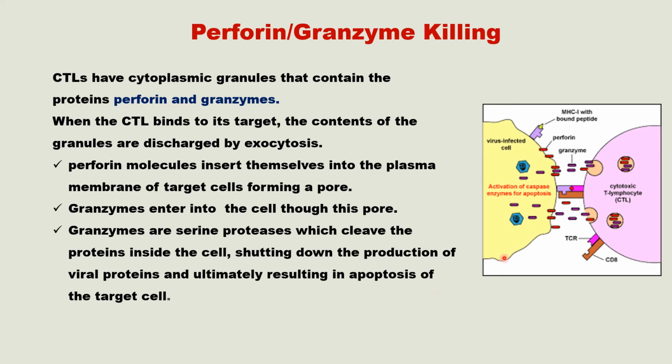So, these granzymes are serine proteases. Proteases means that they will cleave proteins and that will shut down the production of viral proteins, and the ultimate aim of this mechanism is to kill the target cell by apoptosis. Okay.